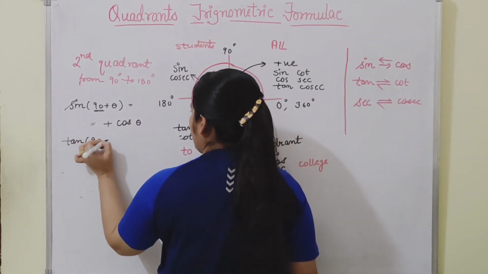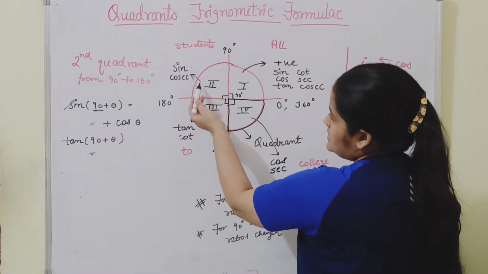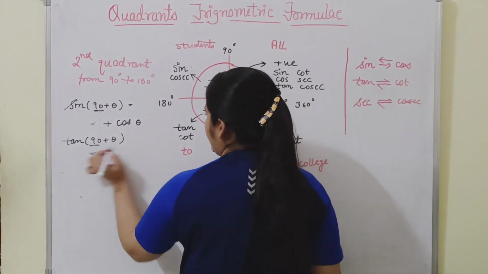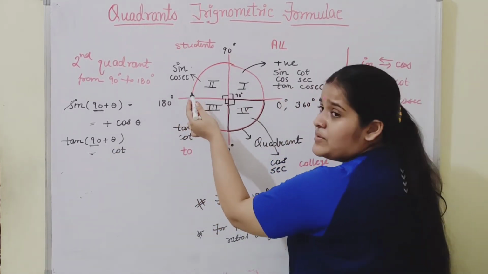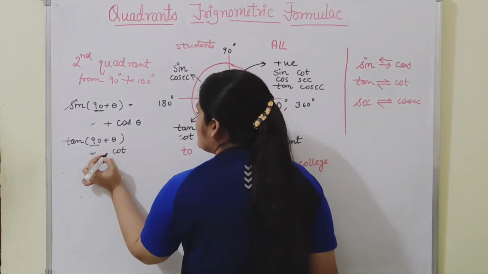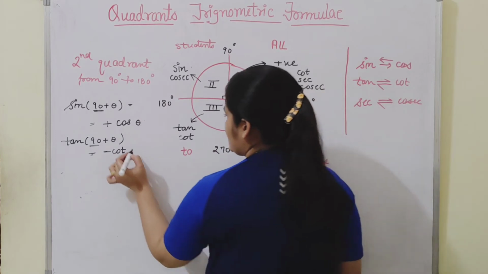Then tan 90 plus theta. This value lies in the second quadrant, 90 degree, so tan changes into cot. Here only sine is being positive, so tan 90 plus theta has a negative value, minus cot theta.